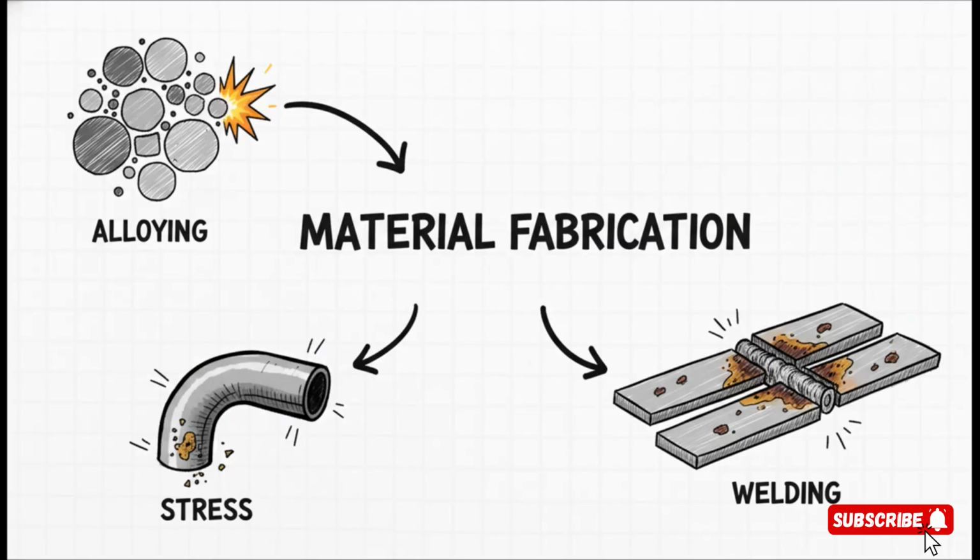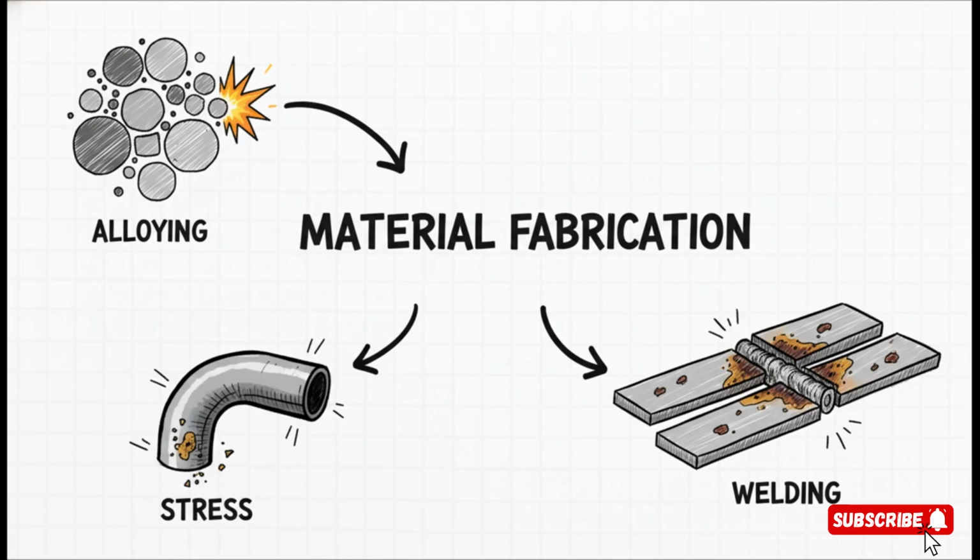You know, the way we actually manufacture metal parts can also bake corrosion problems right in from the start. When we alloy different metals together, or bend a pipe, or weld two pieces of steel, we create these areas of really high internal stress. Think of it like a tightly wound spring. It's just storing energy.